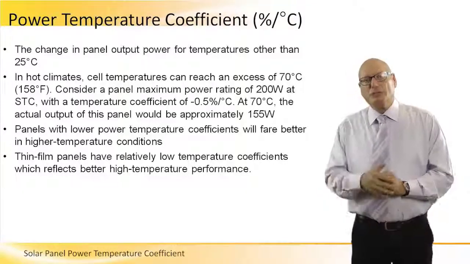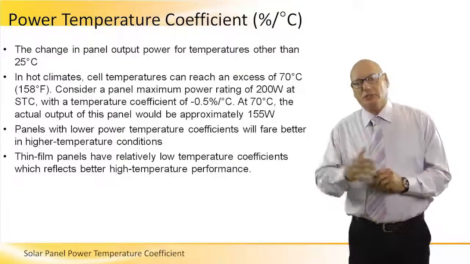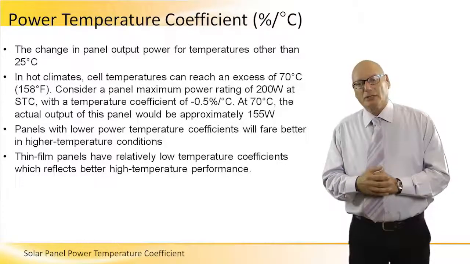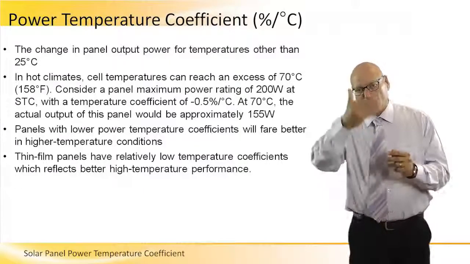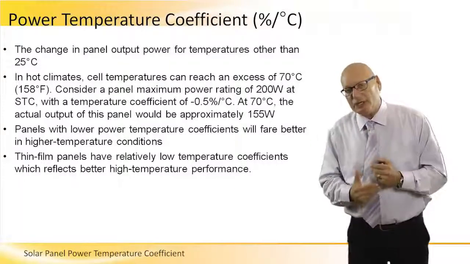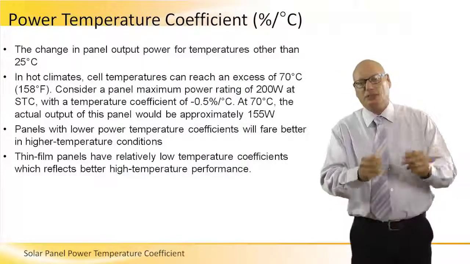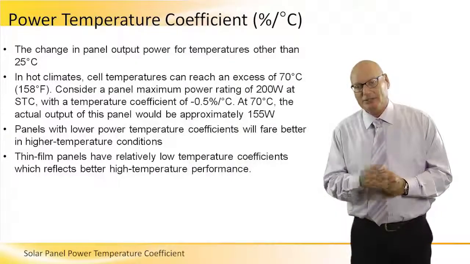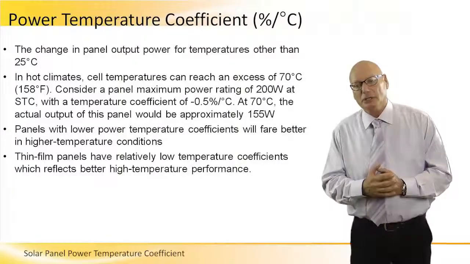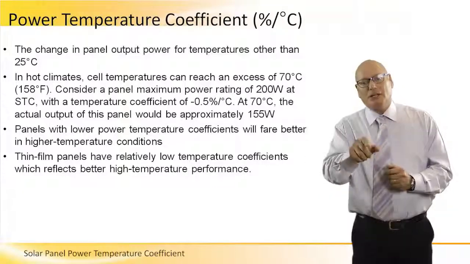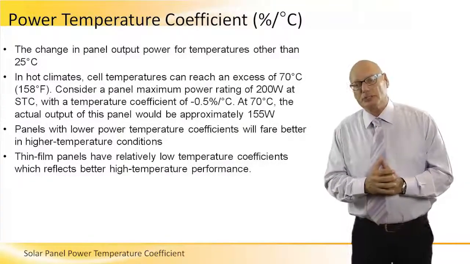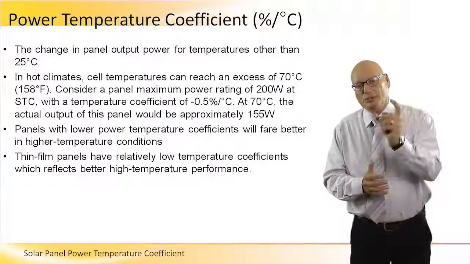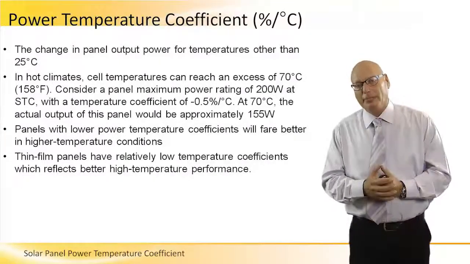The surface temperature is about 70 degrees C in a hot area. Now, if the power rating, according to the technical specification of the panel manufacturer, is 200 watts at the STC, standard test conditions, it will go down to 155 if the surface temperature is 70 degrees. We're losing 45 watts each panel.